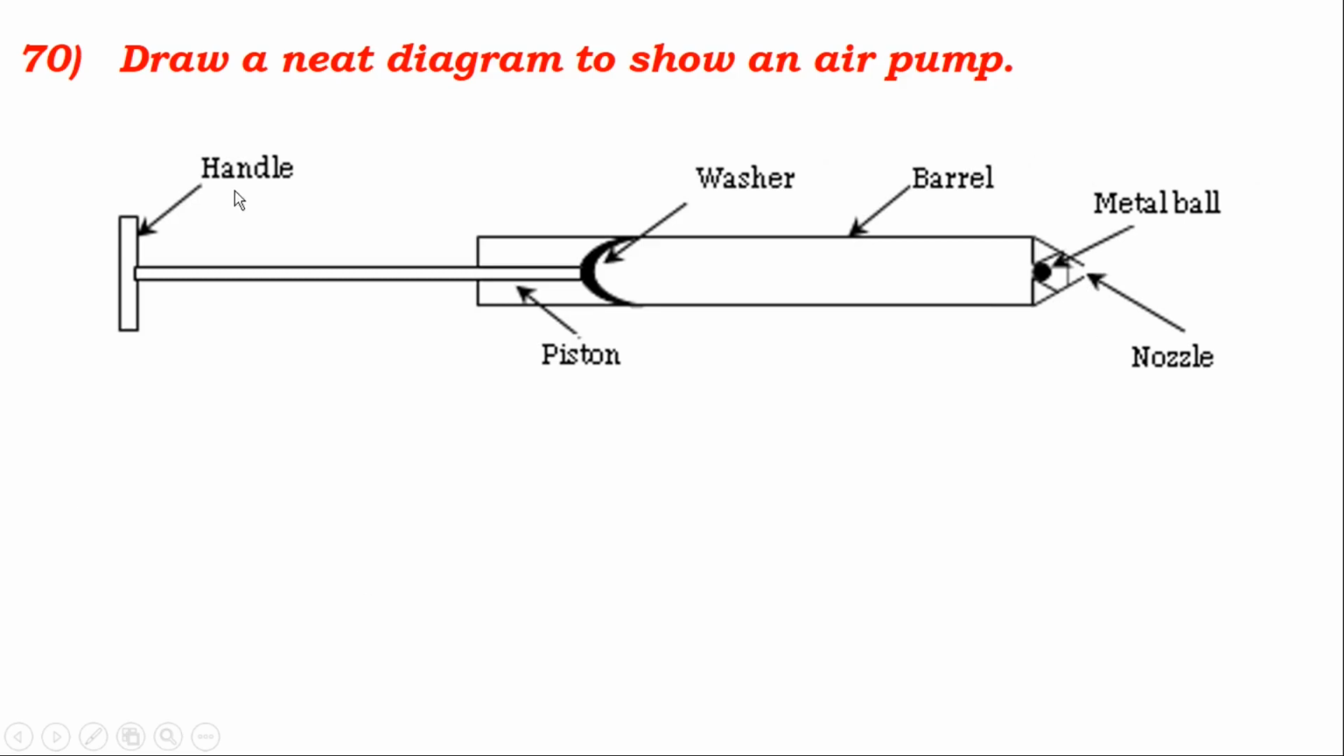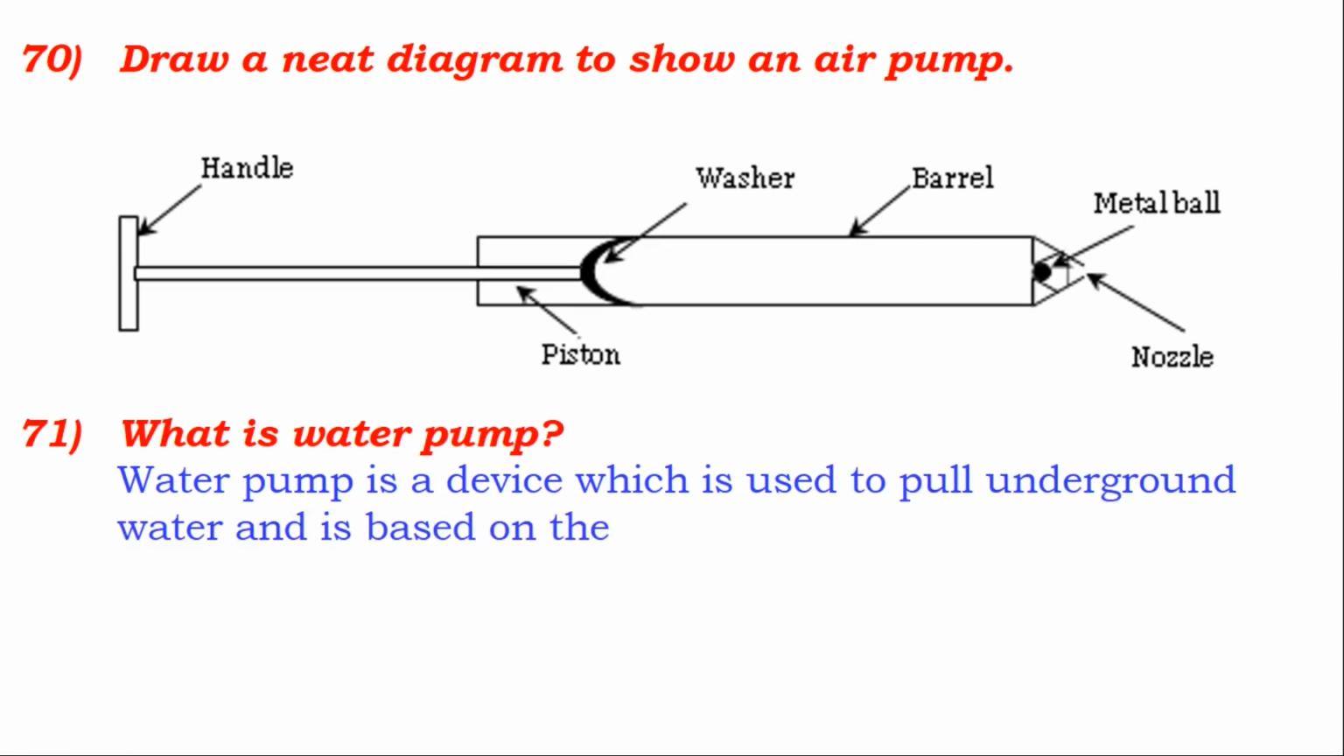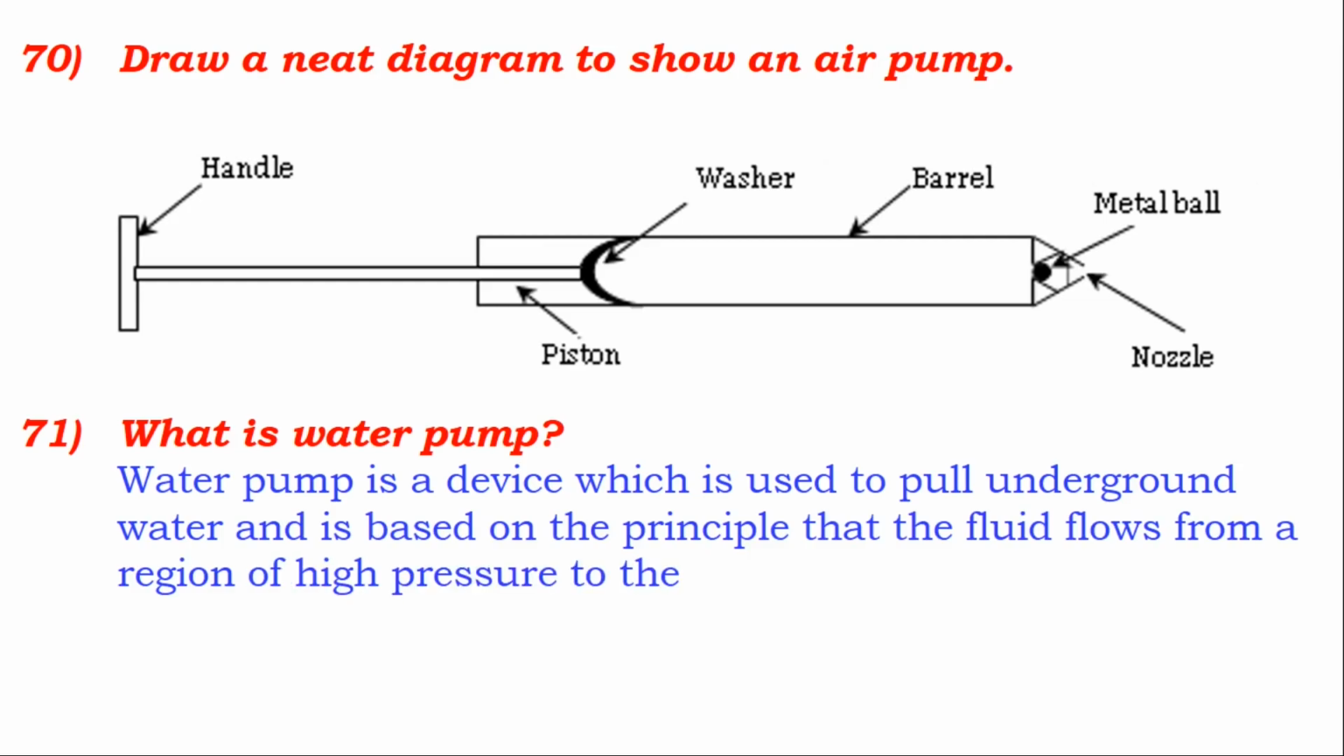This mechanism is not asked, just the diagram. That's why this is the diagram of what? Air pump. Okay, what is a water pump? A water pump is a device which is used to pull underground water and is based on the principle that fluid flows from a region of high pressure to a region of low pressure.